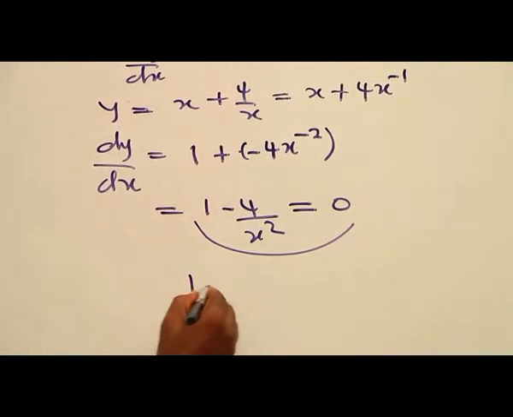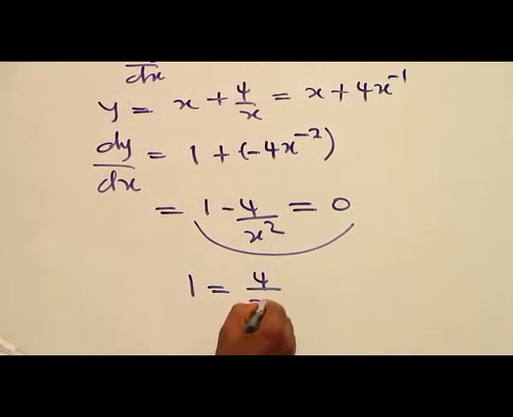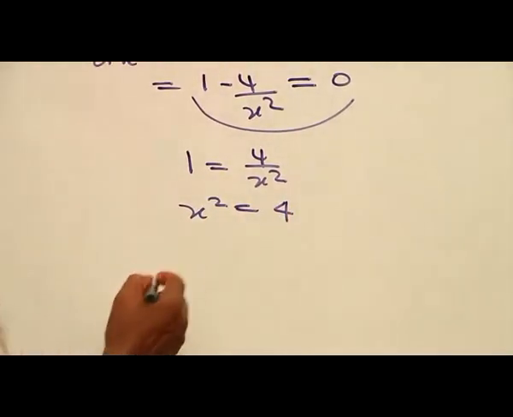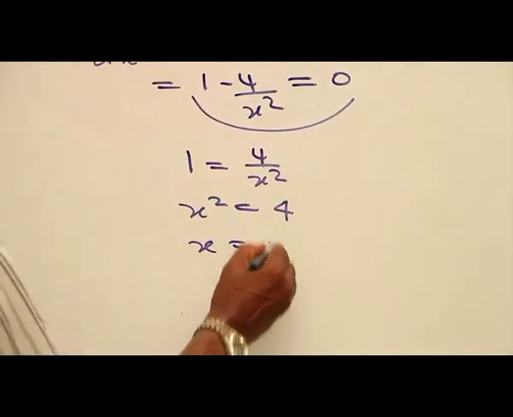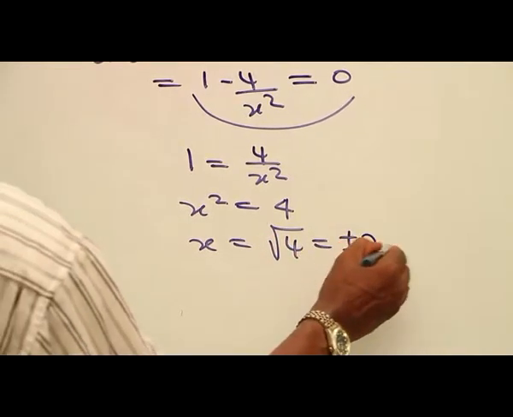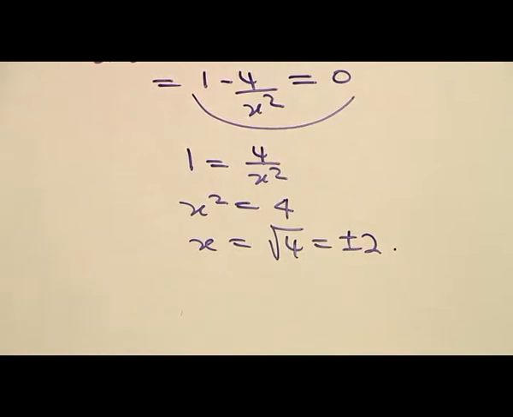So we have 1 is equal to 4 all over s squared. Cross multiply, s squared is equal to 4, and therefore s is equal to the square root of 4, which is plus or minus 2. So for the stationary points, our s is equal to minus 2, or s is equal to plus 2.